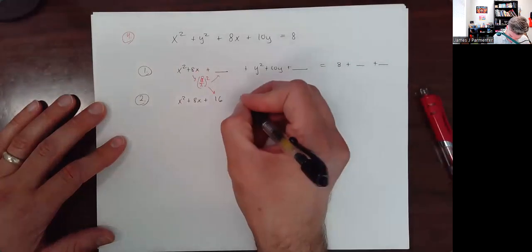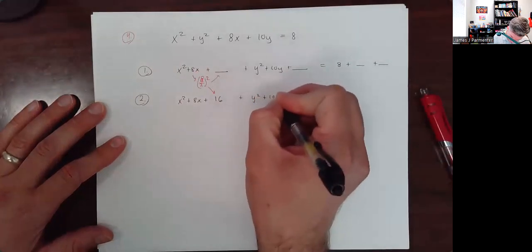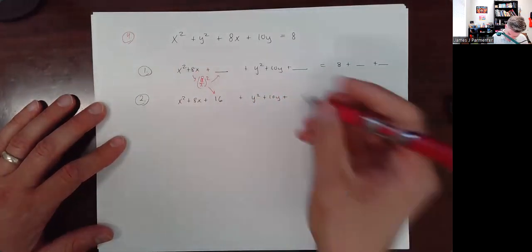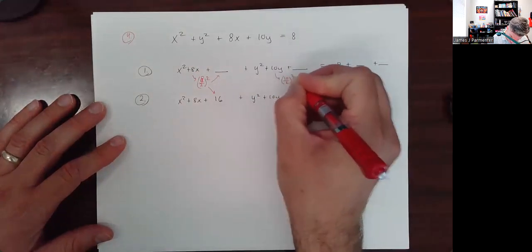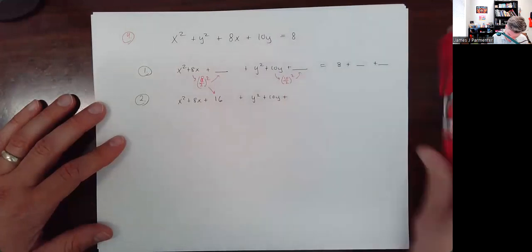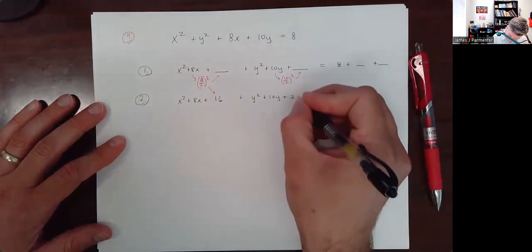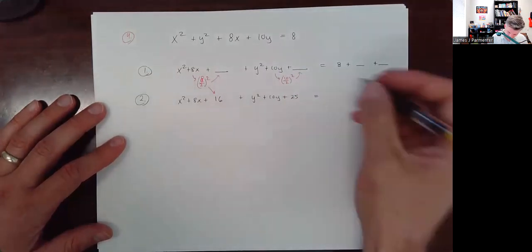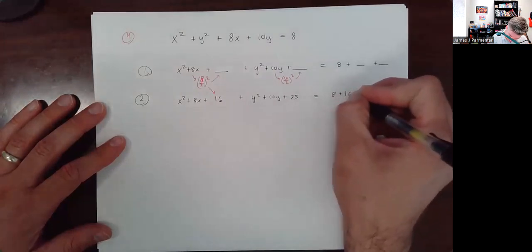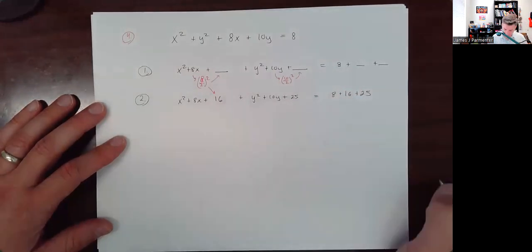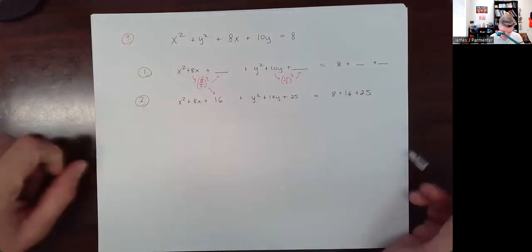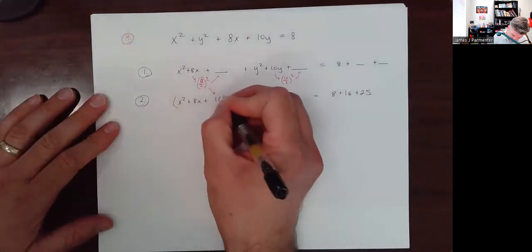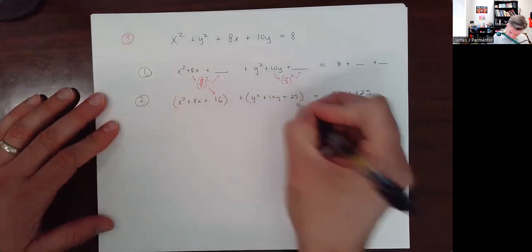Same deal for the next part. y squared plus 10y plus, let's see, 10 divided by 2 is 5. 5 squared is 25. So that would go right in here. I'm going to add the same things on the other side. So I'm going to get 28 plus 16 plus 25. So I haven't changed the equation. I added 16 to both sides. I added 25 to both sides. But now this part is a completed square. This part is a completed square.